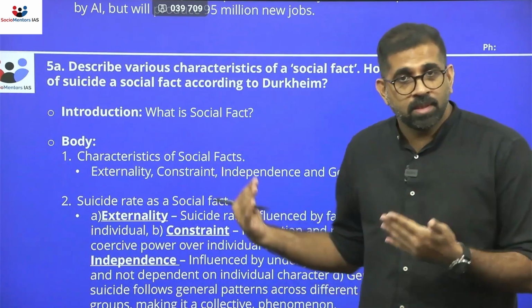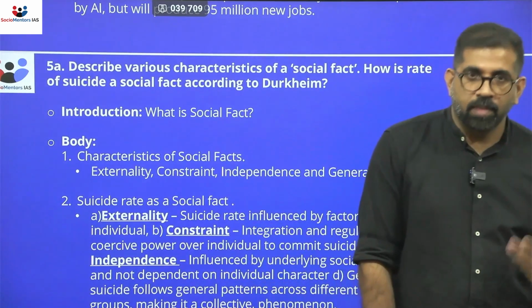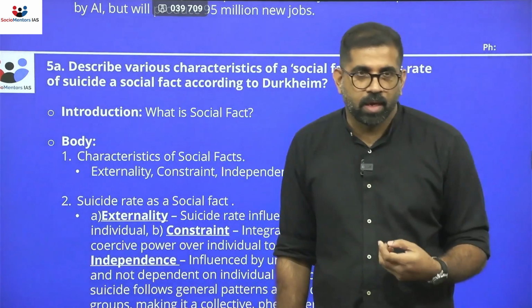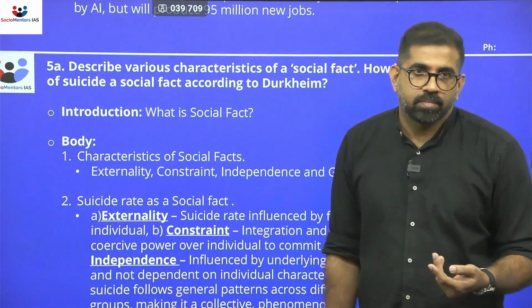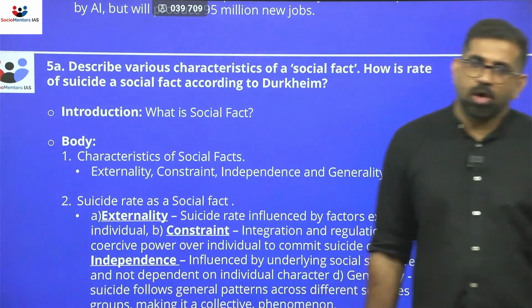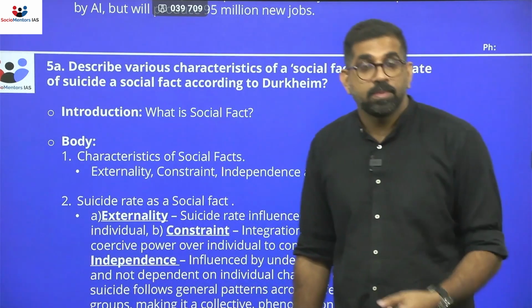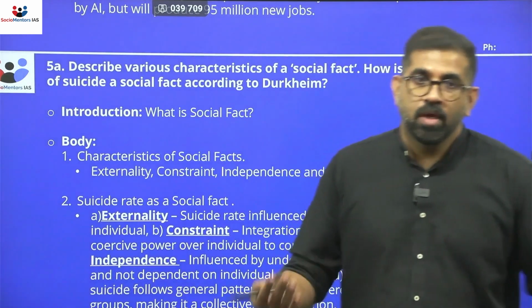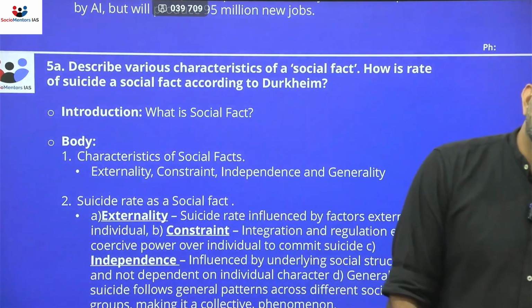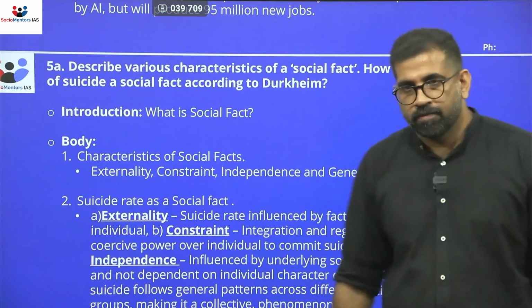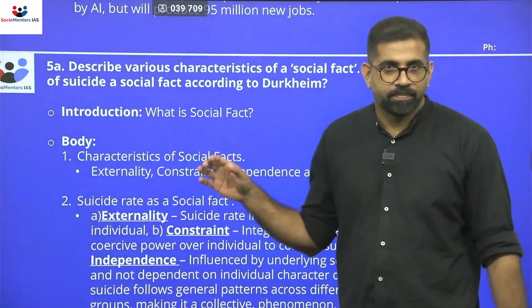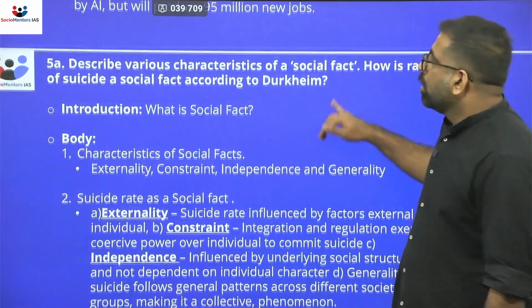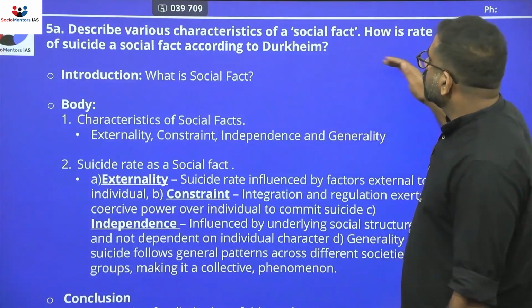You can also mention the gender aspect there on the positive side. New jobs are created, and as geographical barriers are removed, they can also create new job opportunities in the developing world. So you can mention all of that. Clear? Okay. Then, describe various characteristics of a social fact.